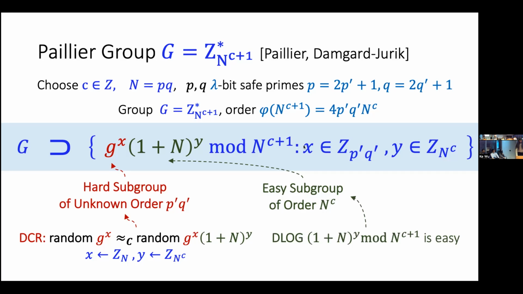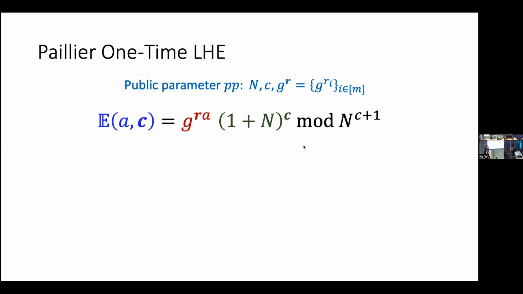Easy group, why is it easy? Because if you actually get an easy group element, it's actually easy to discrete log. You can just compute y efficiently. So how do we usually encrypt using Paillier? As you can imagine, I'm going to put something random in the hard subgroup and use the fact that a random hard subgroup element is like a random entire group element to hide the message inside the easy subgroup.